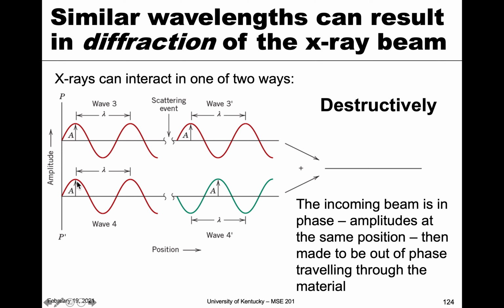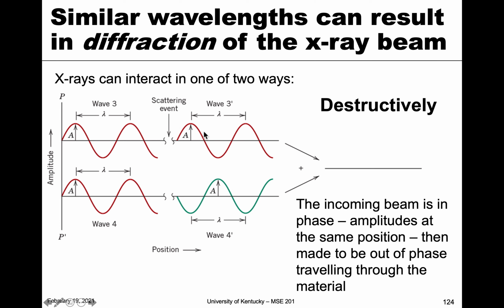So the peak here matches with the peak here, and the valley here matches with the valley here. This is what we term in phase. What we want to know is, if these two in-phase waves encounter our material, what happens to them? Diffraction occurs. That's the general term here, but it can interact in two different ways, and this is one of them. In this case, after the scattering event, wave 3 appears the same as before. However, wave 4 interacts with the material in such a way that it actually shifts the wave. Now if we compare wave 3 and wave 4 after the event, the peak here matches with the valley, and the valley here matches with the peak. These are what we term out of phase.